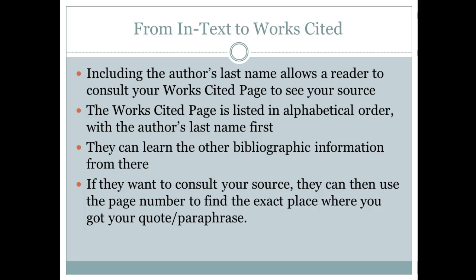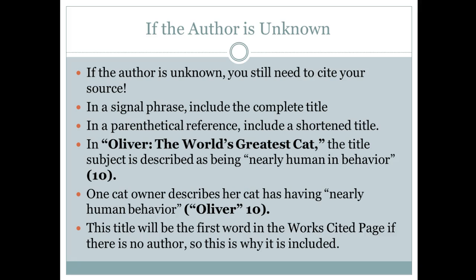The idea with the in-text citations is that it's a partial reference that's going to lead the reader to your works cited page, where you're going to give them the full reference. So we don't include a lot of additional information. I don't need the name of the article, I don't need the name of the book, I don't need the year it was published, I don't need the URL, I don't need anything else like that. It's just last name and page number. This is just leading us to that works cited page.